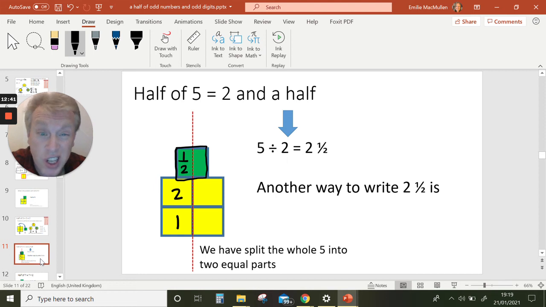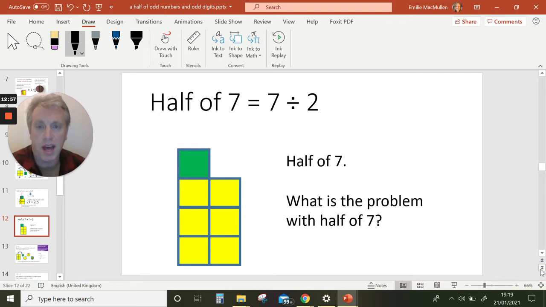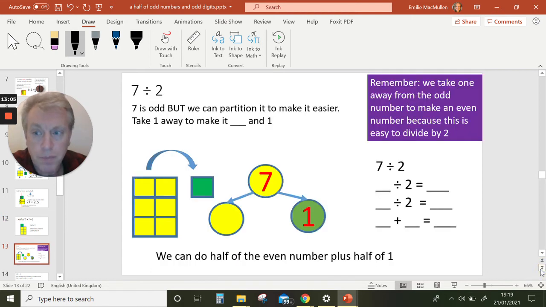Another way to write 2 and a half is to use our decimals. 2.5. 2 wholes and a half is the same as 2.5. Okay, can we try and use that now? You have a go at half of 7. It's another odd number. So pause the video and have a go.